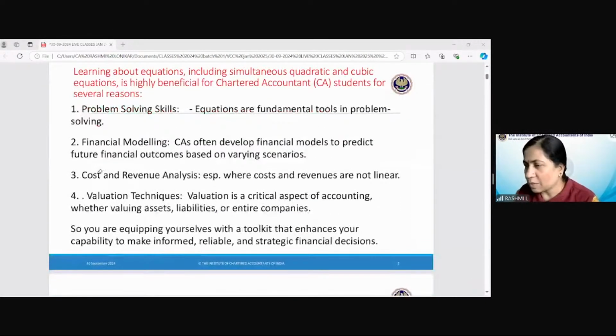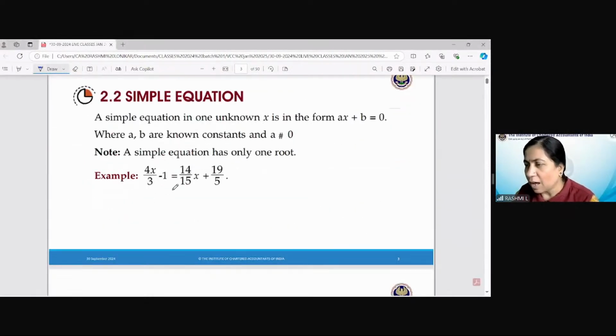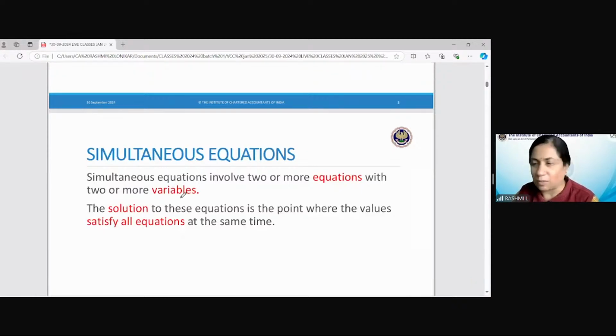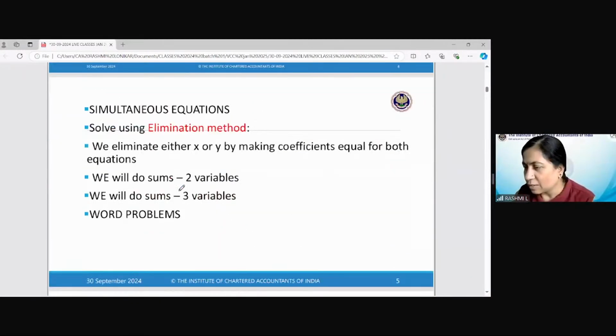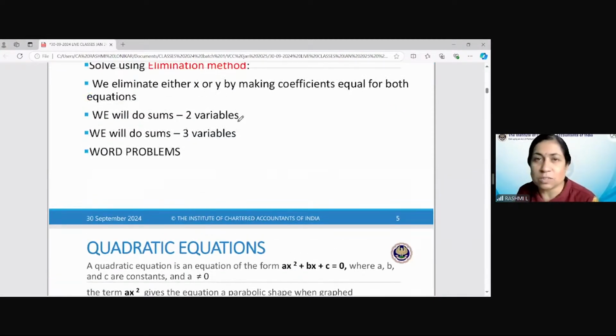Yesterday we talked about why we should learn equations. Then we talked about what is a simple equation, and then simultaneous equations. Then we used the elimination method to solve simultaneous equations. You can use any method because it's an MCQ exam, so it will not matter which method you use. Then we talked about sums which had two variables, then sums which had three variables, and then we talked about word problems and solved those.